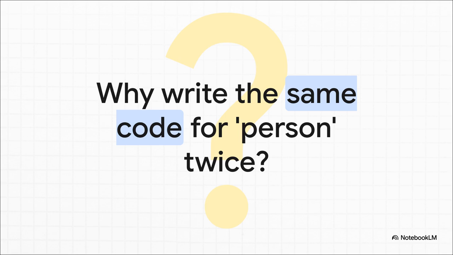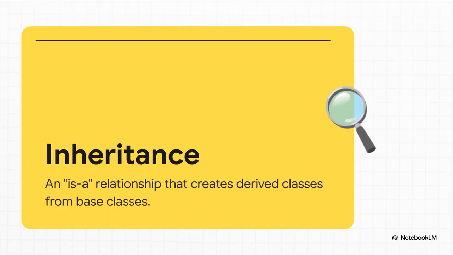I mean, if you need to fix a bug in how ages are calculated later, you suddenly have to fix it in 2, 10, or maybe 100 different places. We definitely need a better way. Well, that better way is exactly what we call inheritance. Formally speaking, inheritance establishes what we call an is-a relationship. Just like an employee is a person, inheritance lets us create brand new classes, which we call derived classes, from existing ones known as base classes.